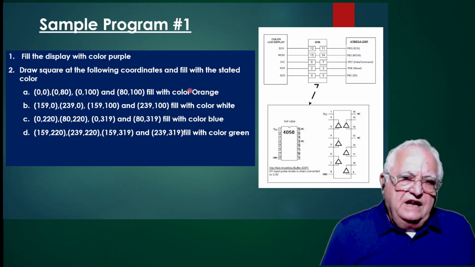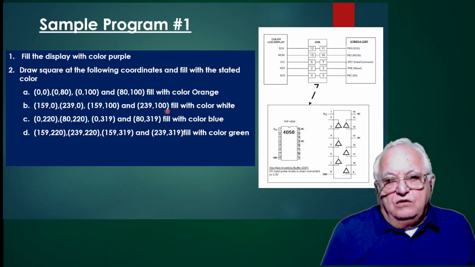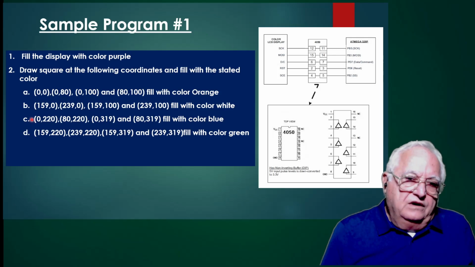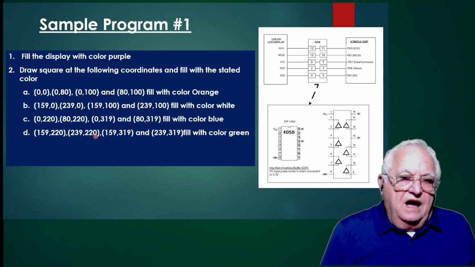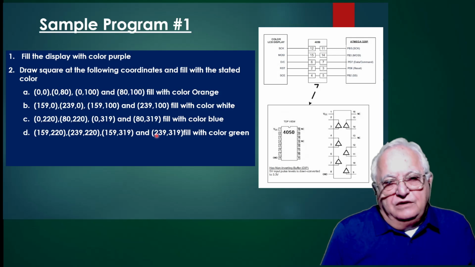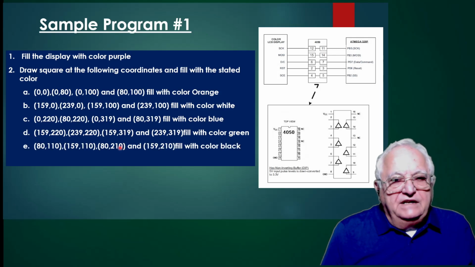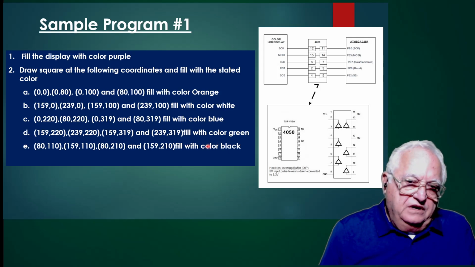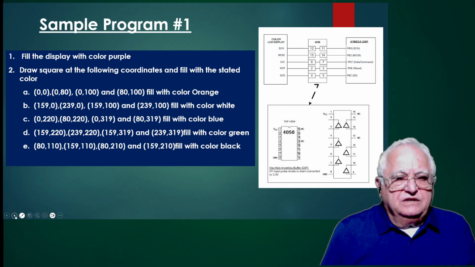Basically this is the left corner. Then we're going to have one at this coordinate, which is the right corner, which is going to be white. Then we'll have one on the bottom left coordinates, and then we'll have one on the right coordinates. So you can see the 239, 319. So that's the idea. And then finally, I'll set up a square which is going to be black color. So let's look at the code to get this accomplished.